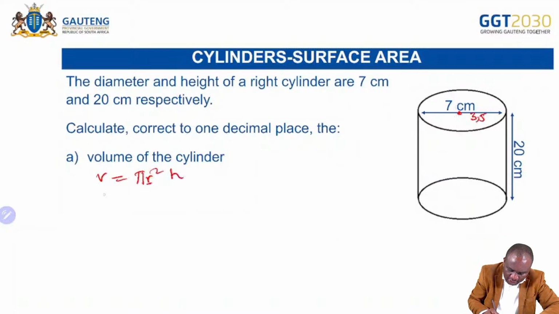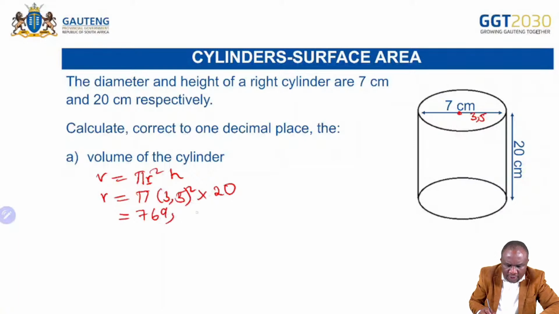Okay, so it becomes volume is equal to pi times 3,5 squared, and then times height of the prism, which is 20. All right, and then what you get, volume is equal to 769,6902001. But it says 1 decimal place here, so it becomes 769,7. We're calculating volume, so it's cubic centimeters, okay?